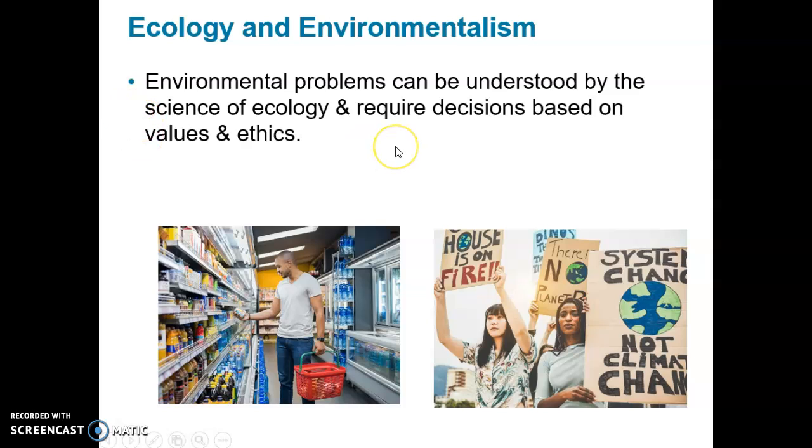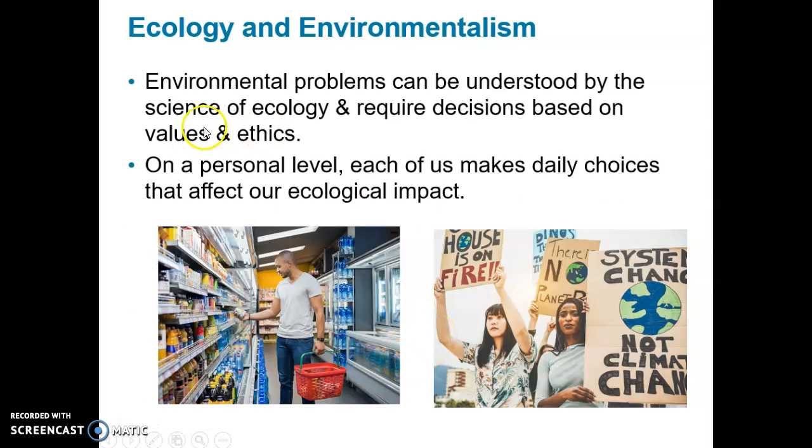So environmental problems can be understood by the science of ecology and require decisions based on values and ethics that hopefully will go towards helping solve some of our serious problems. So on a personal level, each of us makes daily choices that affect our ecological impact. We live in a society where we are consumers, not because we ingest food, but consumers in the sense of we shop and we buy things, and our daily choices do actually have an impact.